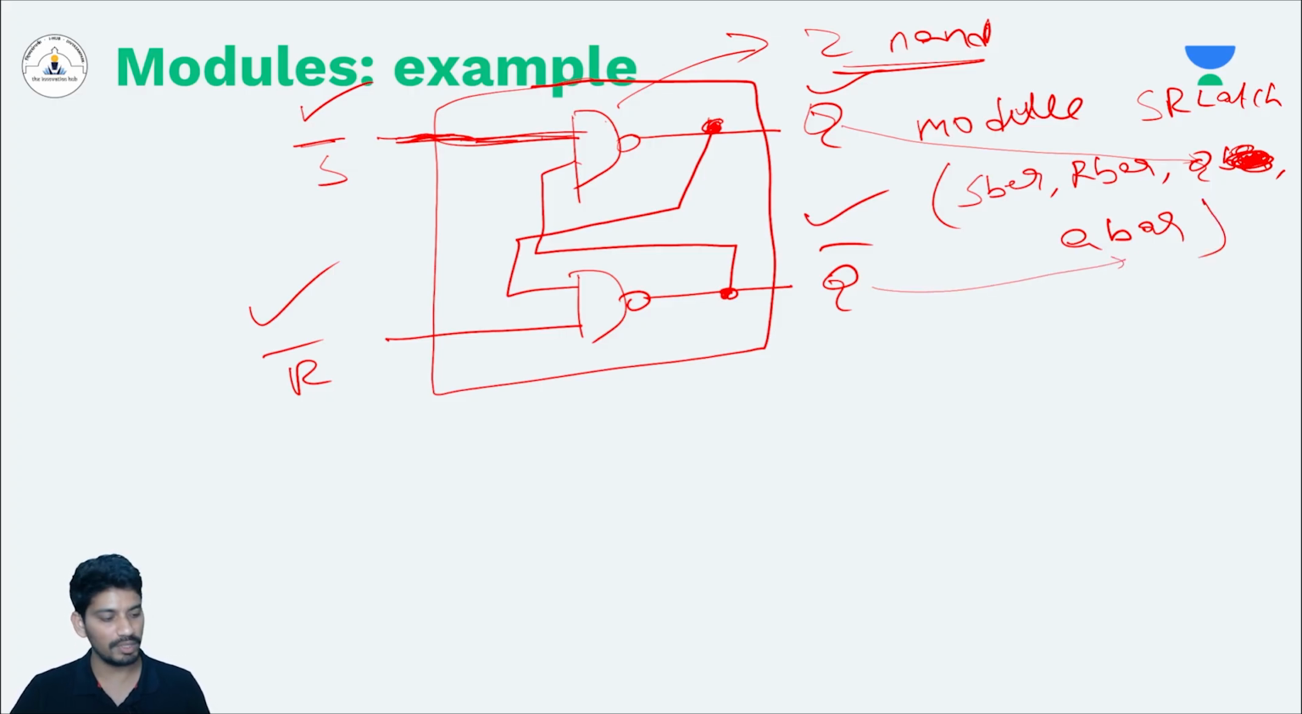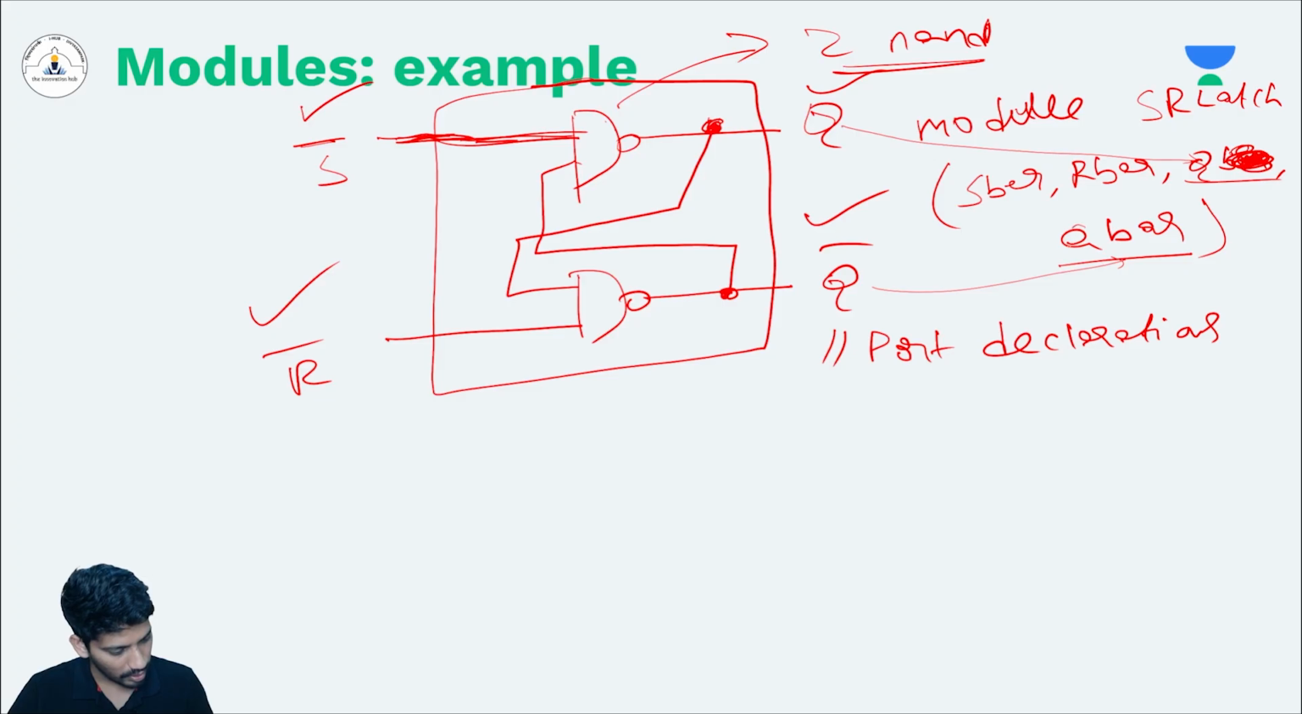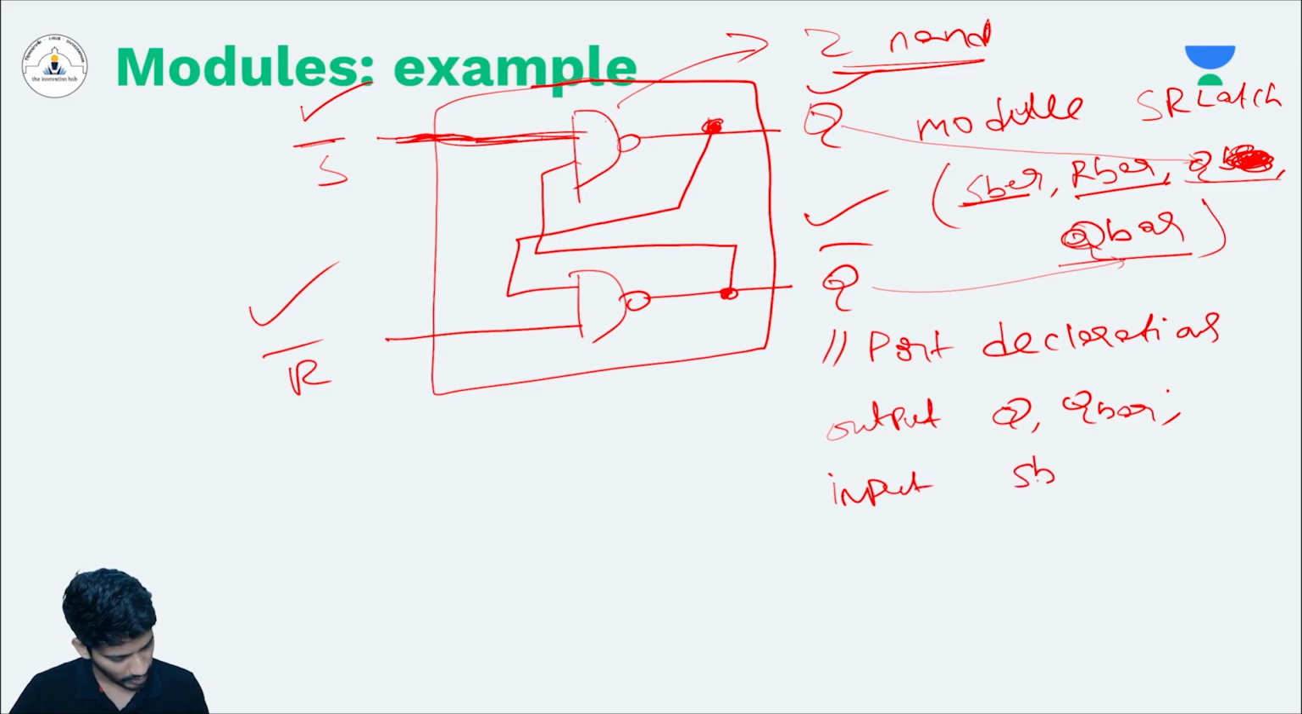Once the port names are declared, I can define the port declarations. How do I declare? The Q and Q bar are output ports, so I am writing output Q comma Q bar, and S bar and R bar are input ports, so I am writing input S bar comma R bar. So this is called port declaration.